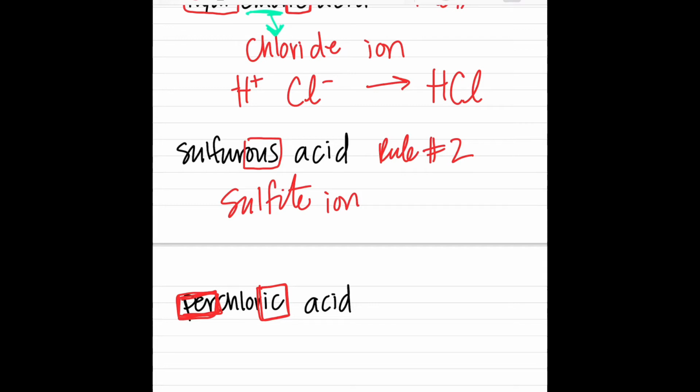SO3 2 minus. Okay. Again, we figured out what the ion was. Let's make this thing an acid. Let's slap an H on the front.